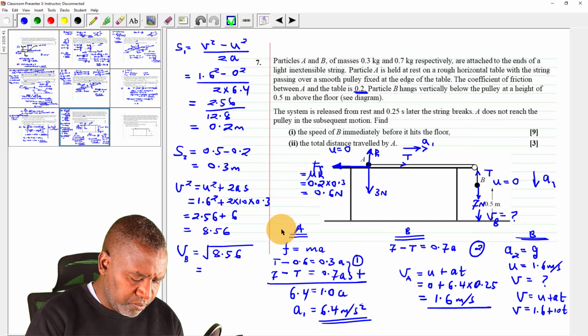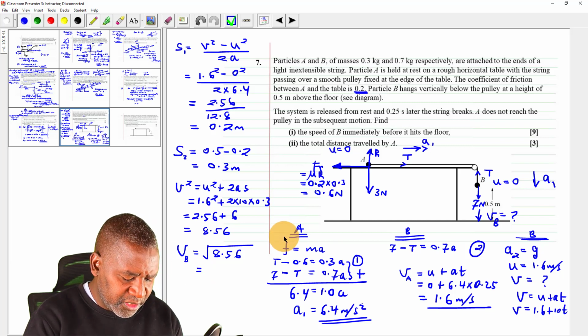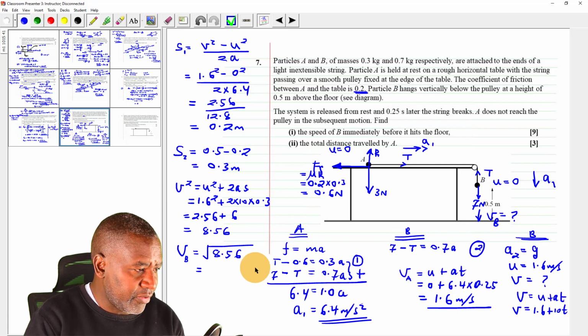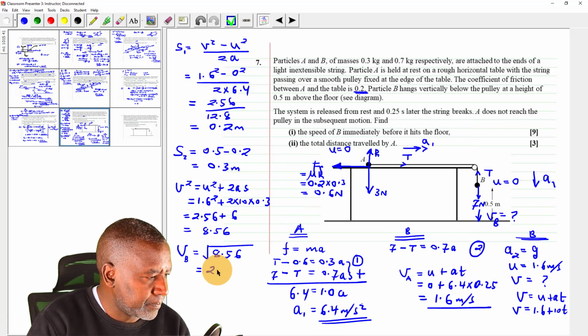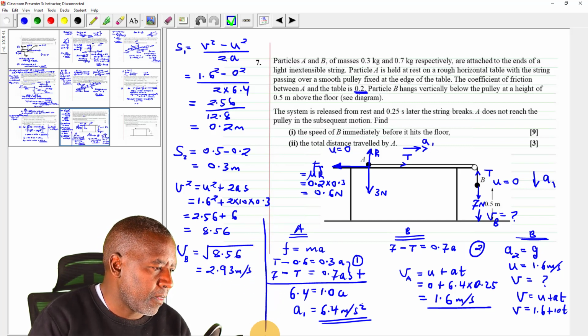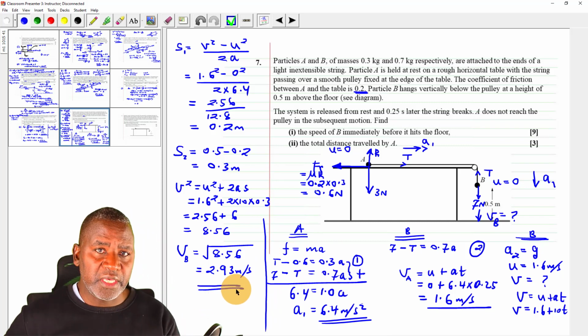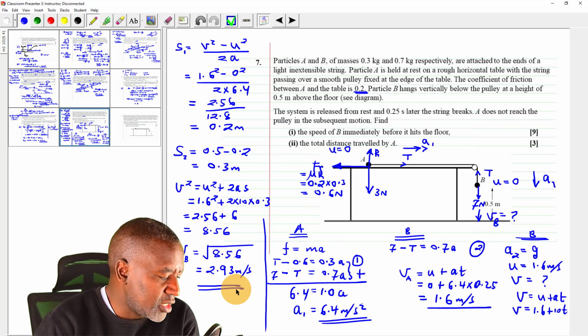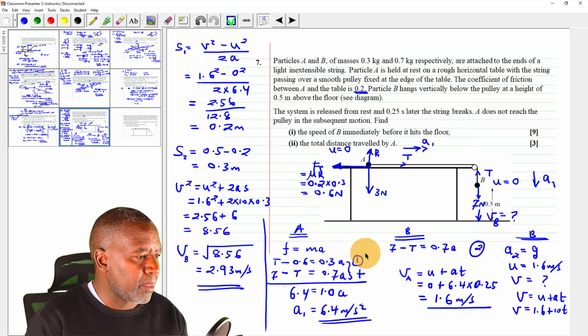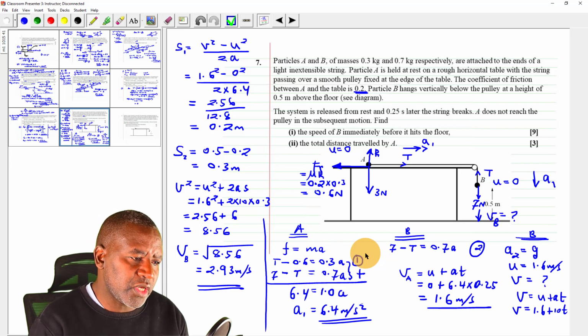And this is 2.9257, recurring with many digits there. We can say it is 2.93. And that is how you would work out the speed of B just before it hits the ground. You can see that here I'm using F equals ma and equations of uniformly accelerated motion.